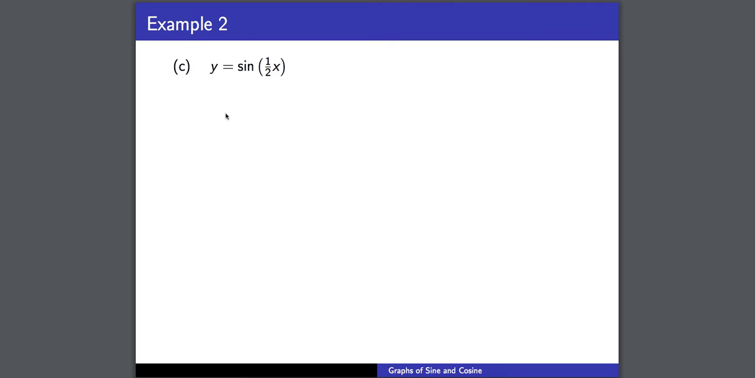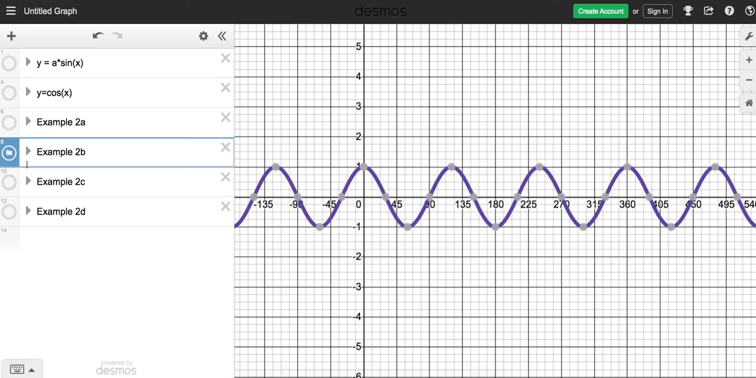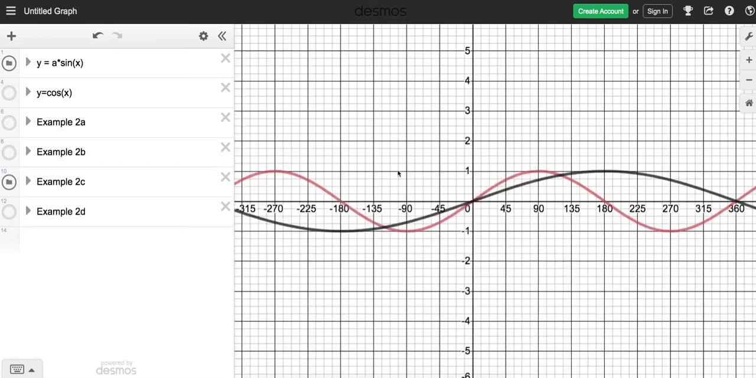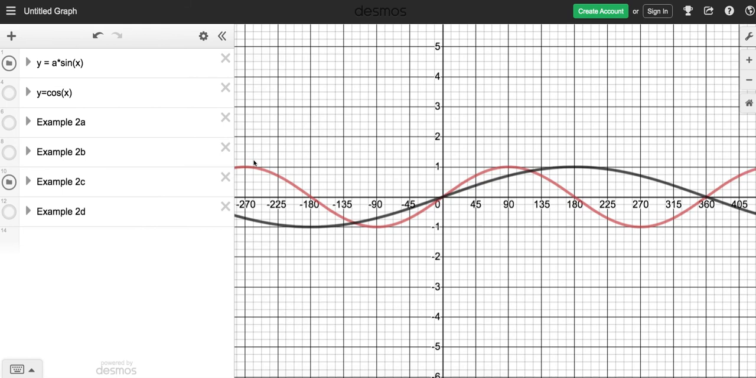All right, part C, sine of 1/2 x. So let's see what the sine of 1/2 x looks like. Here's the sine of 1/2 x. I'm going to compare that to the sine of x. So it took our red graph and stretched it out horizontally away from the y-axis. If you recall from transforming functions, if we multiply our inputs by a number between 0 and 1, such as a half, it's going to stretch the original graph in red away from the y-axis, away on the negative side and away on the positive side.